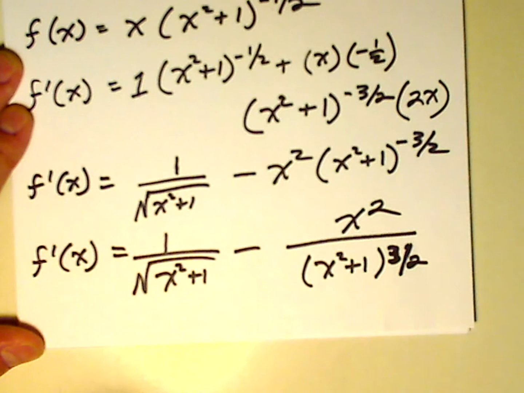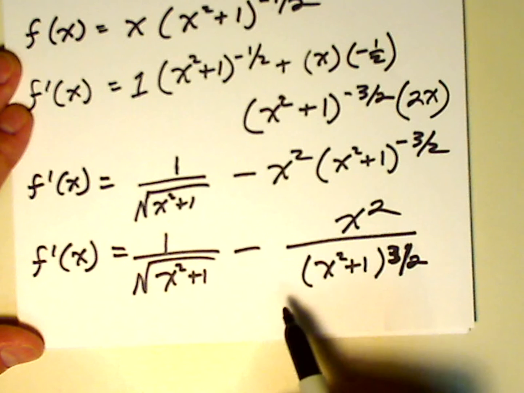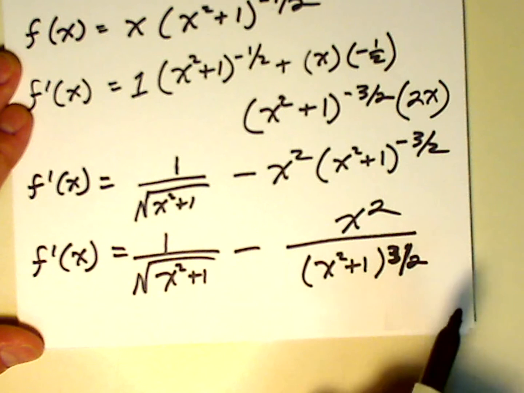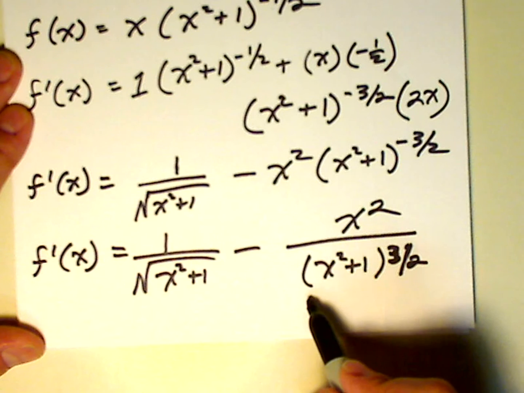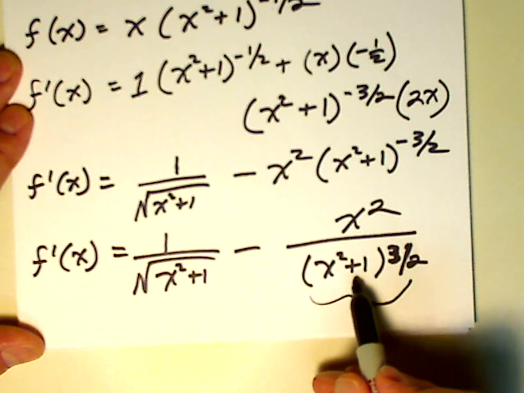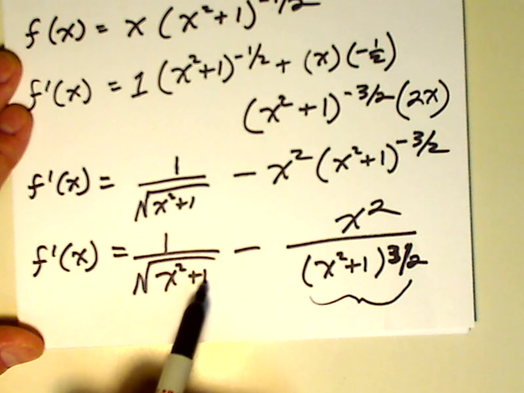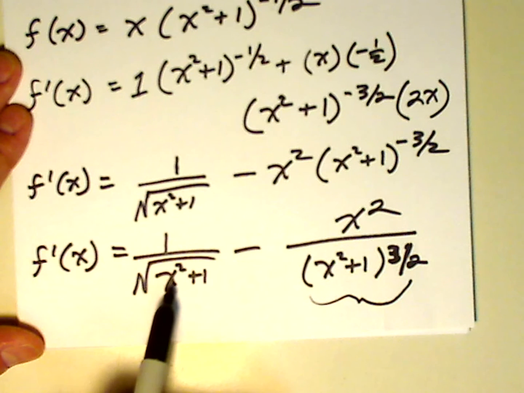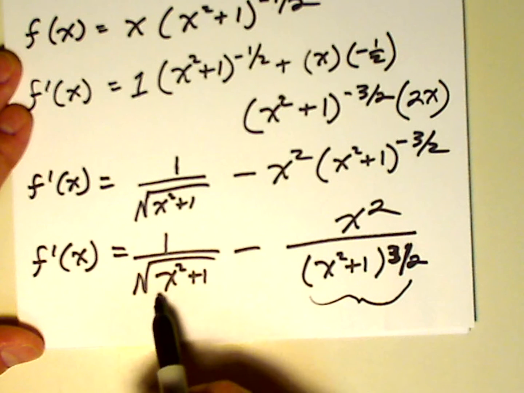So now, this is the derivative, but it's in an unacceptable form. We need to combine terms. We need to get it into one fraction. We need a common denominator. That common denominator is right here, x squared plus 1 to the 3 halves. Well, this is x squared plus 1 to the half, right, the square root? So a half plus 2 halves being 1, is 3 halves.